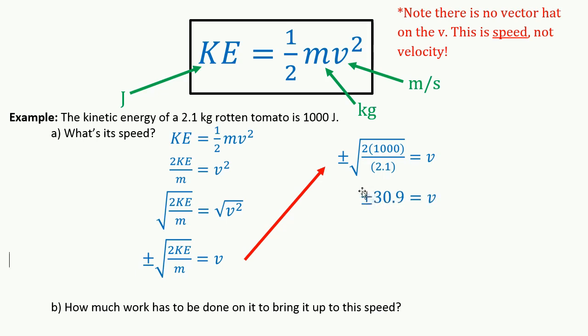And we have to pick. We want the positive one or the negative one. Well, remember, speeds can't be negative. A velocity could be negative if something was going left or down or backwards. But a speed cannot be negative. So in this case, because we're looking for speed, we're just going to pick the positive number here. We're going to go with the positive one. So the speed of this tomato is 30.9 meters per second.